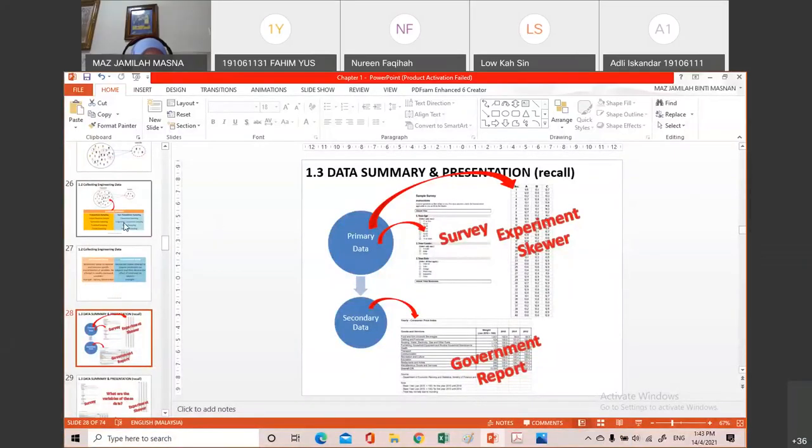Now, for today's class, I'm not going to write anything because I solely depend on my slide. Beginning from next week, this is what I'm going to do.